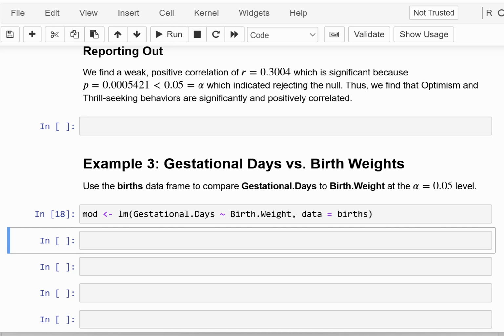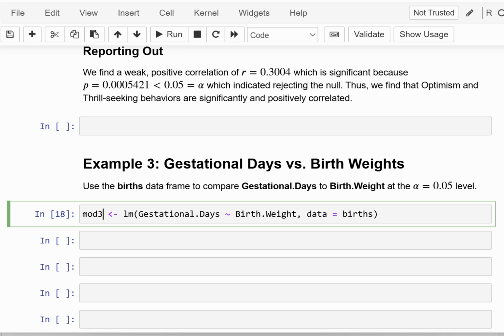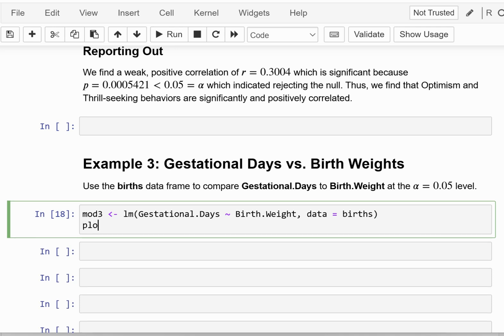Okay, and let me call this mod 3. This will be model 3. And so what are we going to do? We're going to do plot.